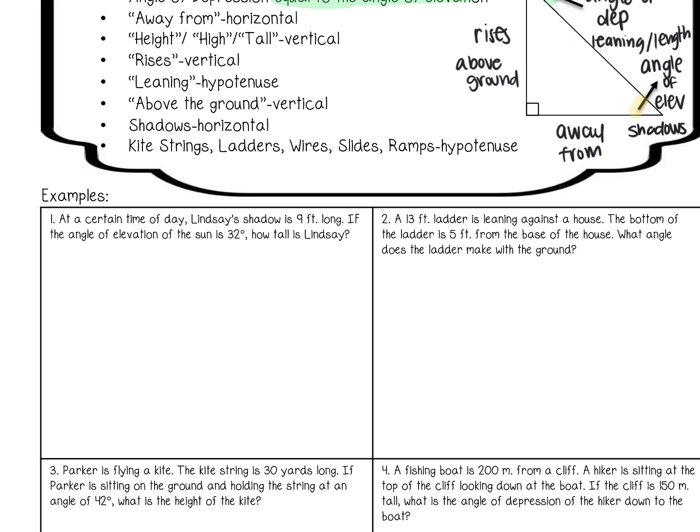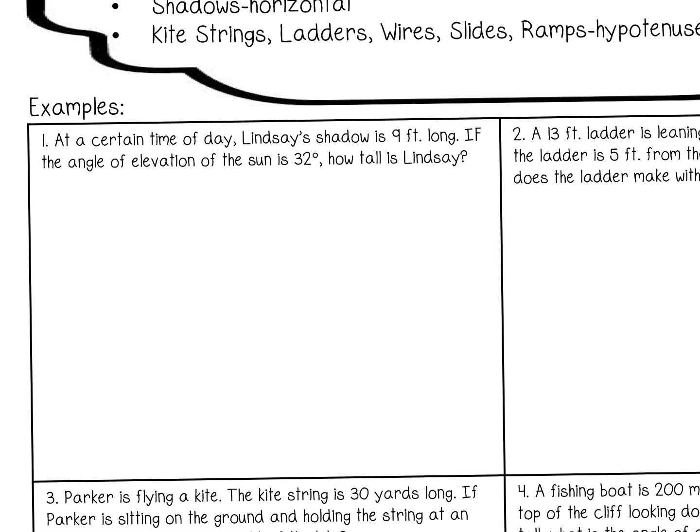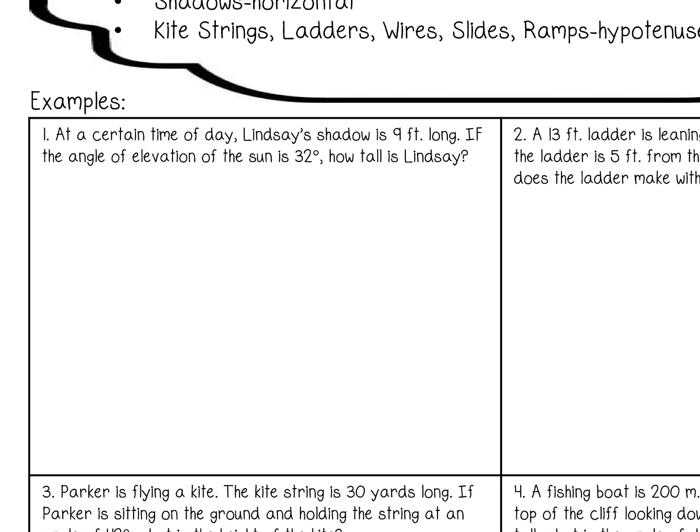So let's go ahead and do some examples. At a certain time of day, Lindsay's shadow is 9 feet long. If the angle of elevation of the sun is 32 degrees, how tall is Lindsay? It's always helpful to draw a picture of what your problem looks like. So we've got our sun and we've got Lindsay. We know her shadow. So this is her shadow.